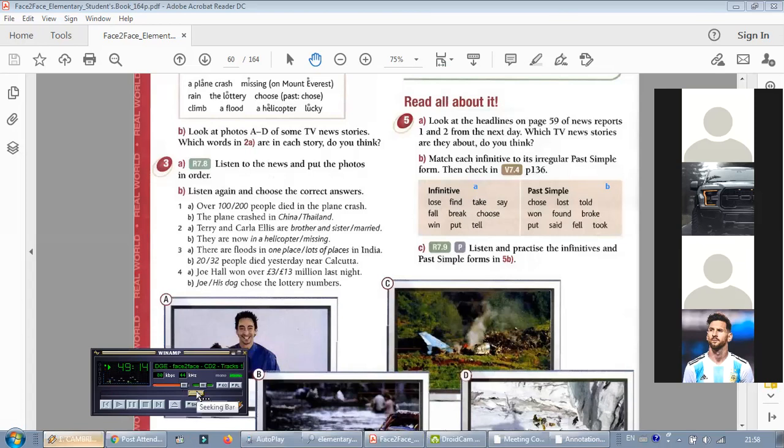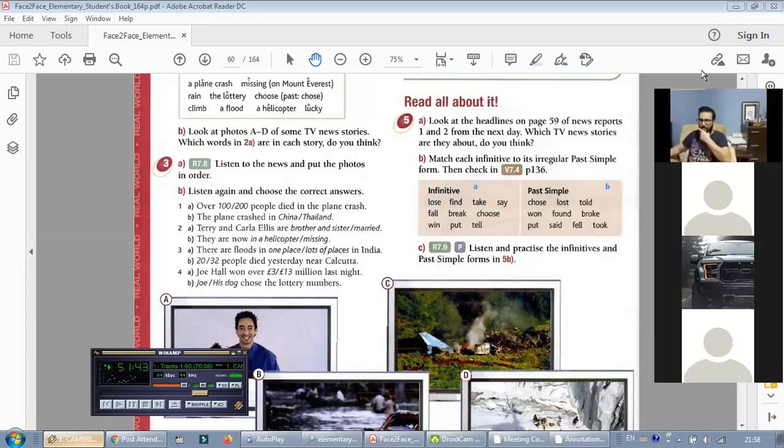Was she 13? Jennifer Lopez. Two women. Any record? 32 people died in floods near Calcutta. And finally, supermarket manager Joe Hall won over £13 million in last night's lottery, thanks to his dog. Joe told reporters today that his dog Max chose the numbers. That's the news this Thursday lunchtime. And now over to Wendy Simmons for the travel news.